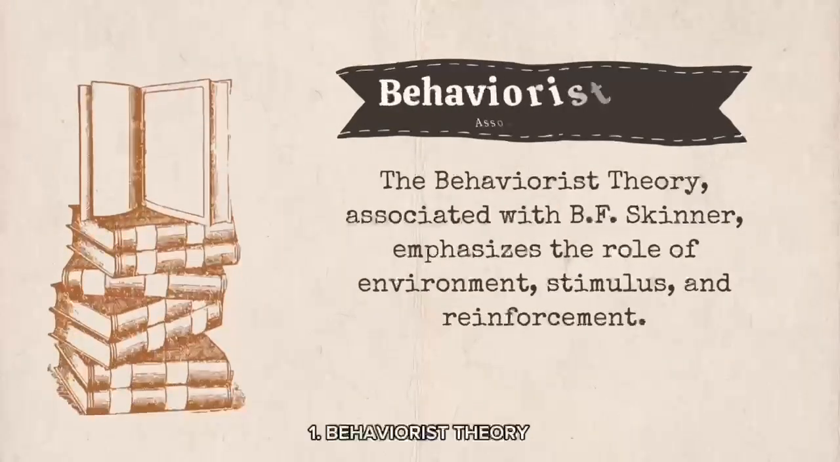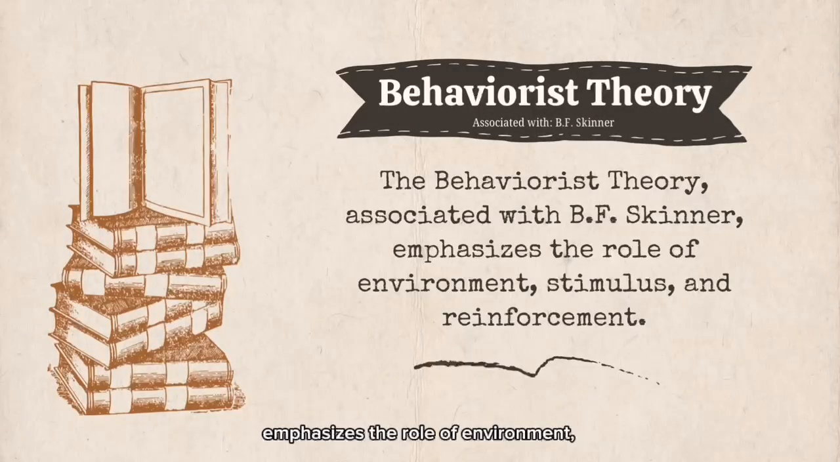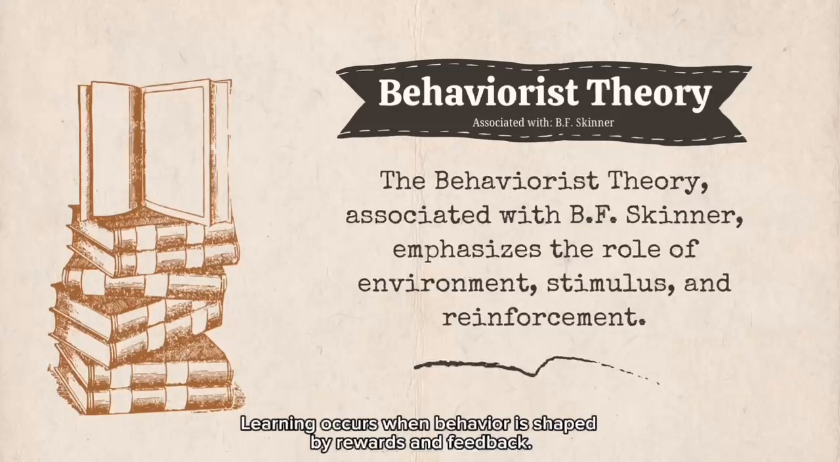1. Behaviorist theory. The behaviorist theory, associated with B.F. Skinner, emphasizes the role of environment, stimulus, and reinforcement. According to behaviorism, language is learned through imitation. Correct responses are reinforced. Errors are corrected through repetition. Learning occurs when behavior is shaped by rewards and feedback.